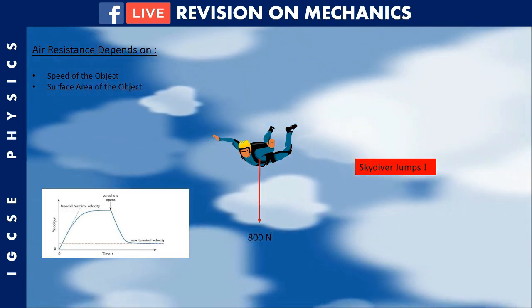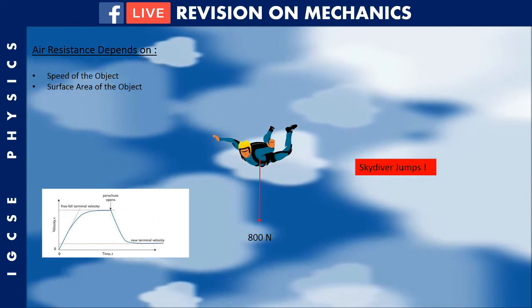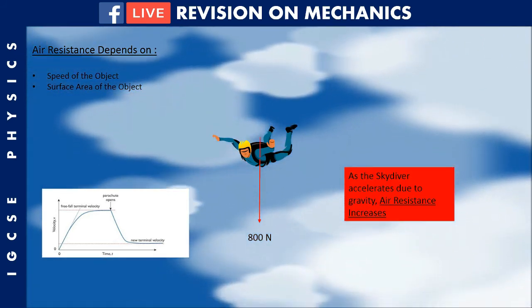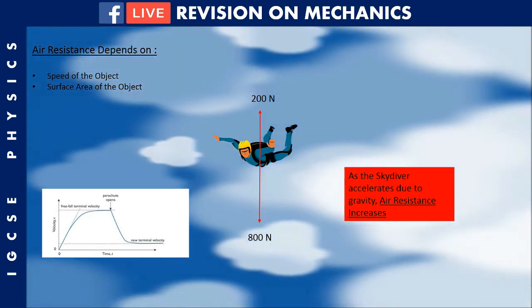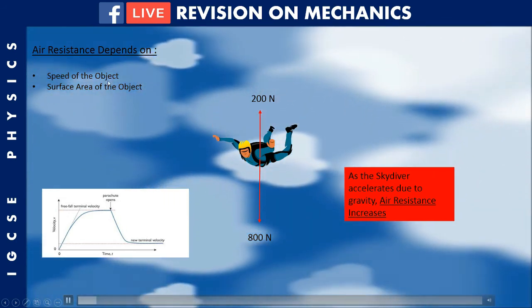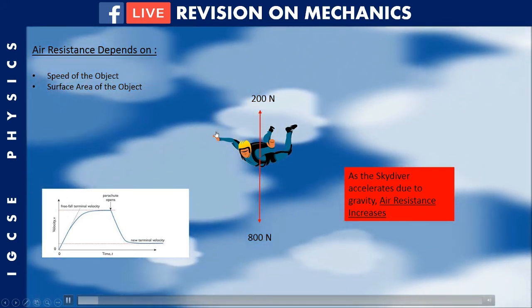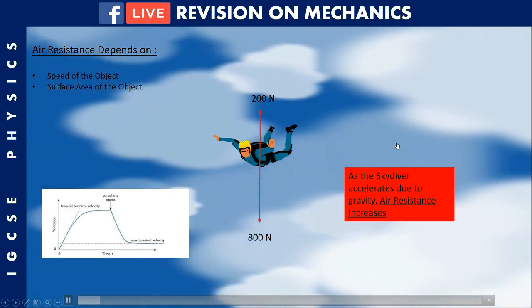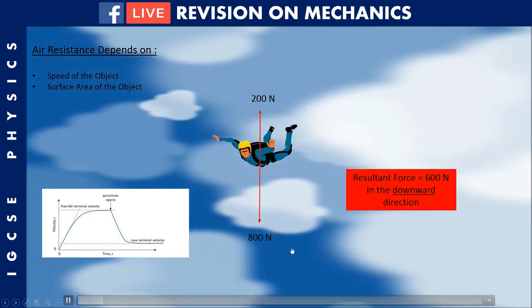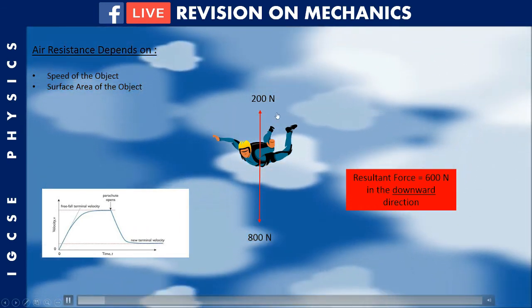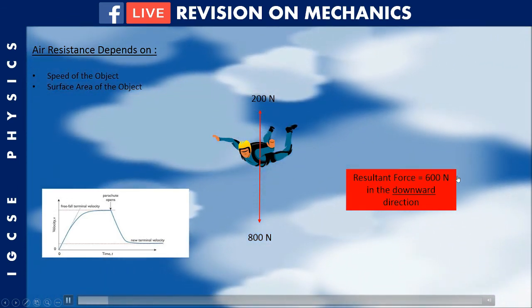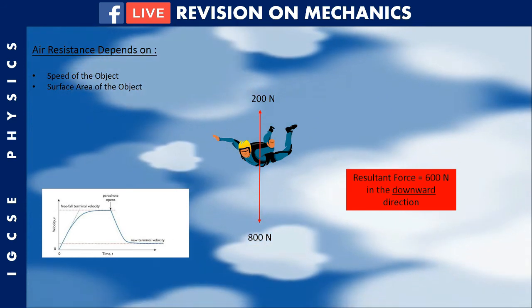As he speeds up, because he's falling under gravity, he will definitely speed up. Air resistance will start to increase, right? Air resistance will increase because one of the factors that air resistance depends on is the speed of the object. If the speed of this person increases, the air resistance will also increase. So you can see that the weight is 800 Newton and the air resistance above is 200 Newton. So we have a resultant force of 600 Newton in the downward direction.